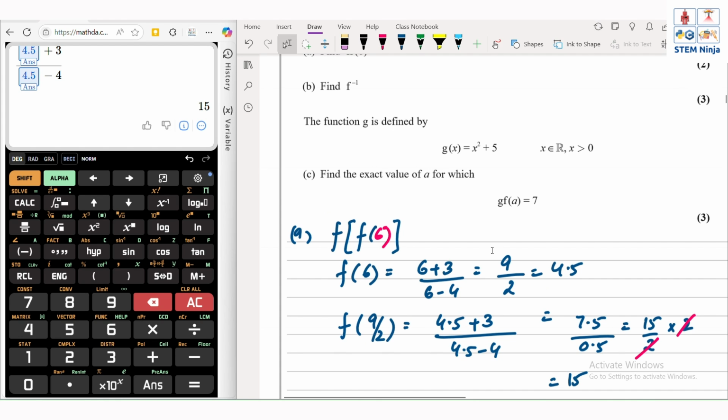Function g is defined by g of x equals x squared plus 5, and x is greater than 0. Find the exact value of a for which g f of a is 7.